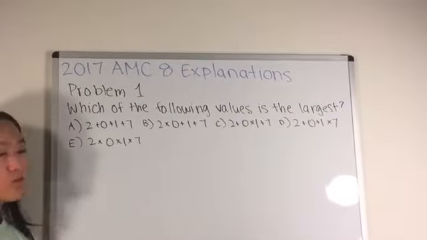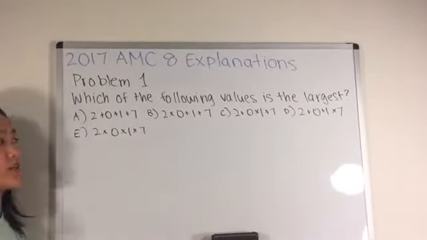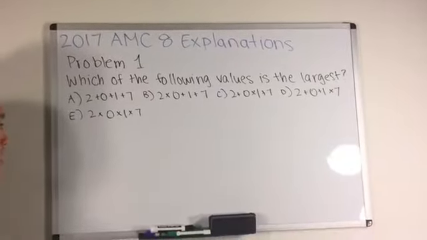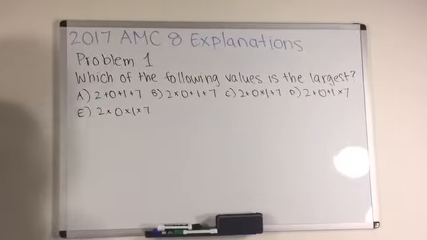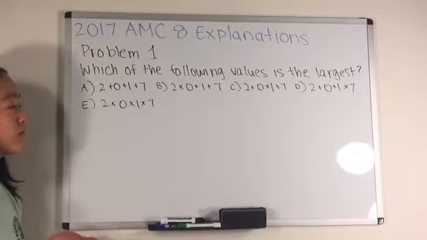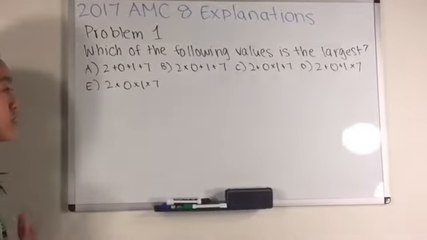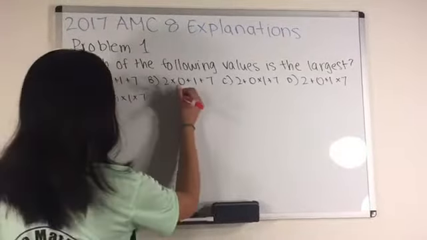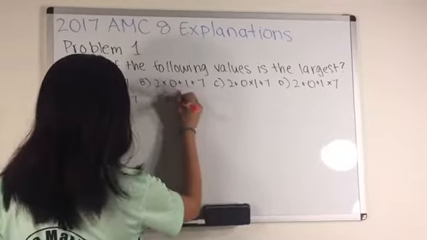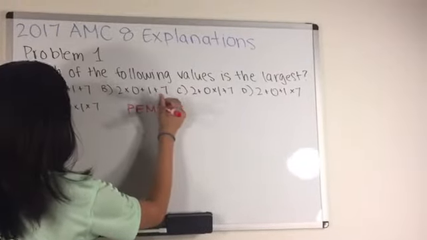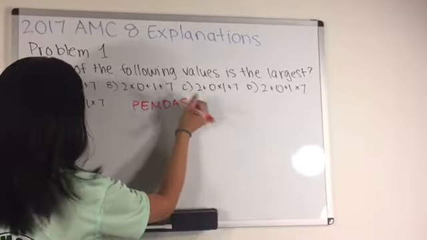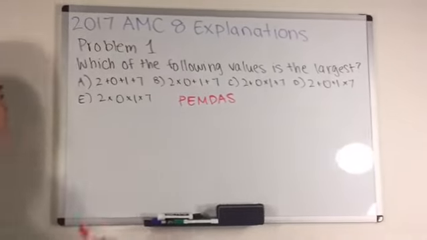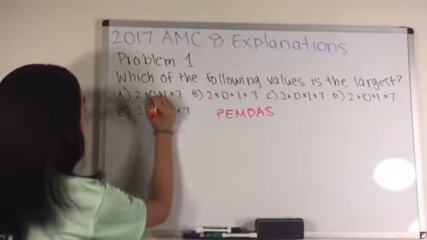Problem 1 states, which of the following values is the largest? We have 5 options, options A, B, C, D, and E. Here, the only easy way to do it is to just solve all the values. We have to keep in mind PEMDAS, which is parentheses, exponents, multiplication, division, addition, and subtraction, or order of operations. If we use this method, we can find that the answer for A is 10.